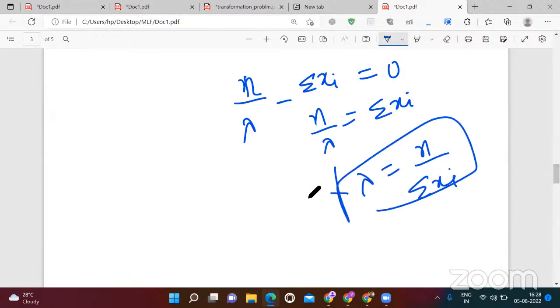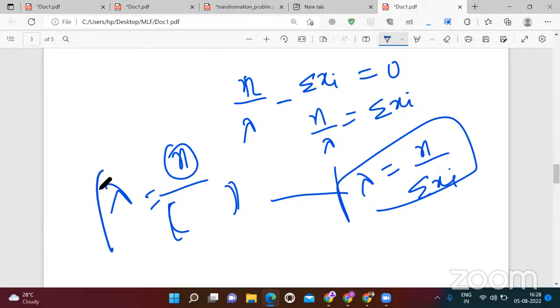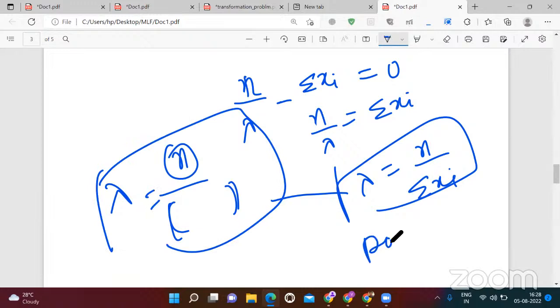So this you should remember for the exponential function. Whatever data has been given, just do the summation of all the data and divide it. Just write the number of data points here, you will get the lambda. Similarly, you can do for the Poisson also and for the normal distribution also. I did it for the exponential. Please do it for the Poisson and normal distribution.